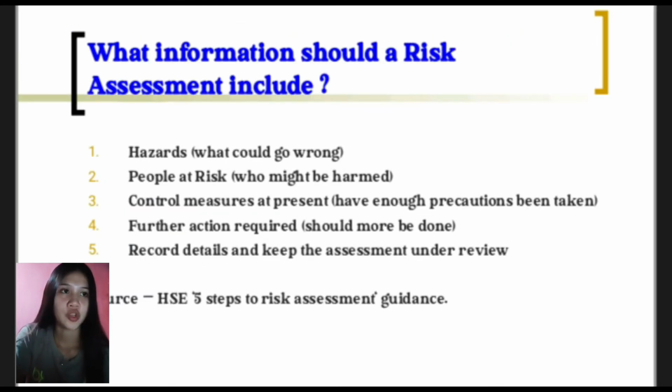What information should a risk assessment include? First, hazard, what could go wrong. Second, people at risk, who might be harmed. Third, control measures at present, have enough precautions been taken. Fourth, further action required, should more be done. Fifth, record details and put the assessment under review.